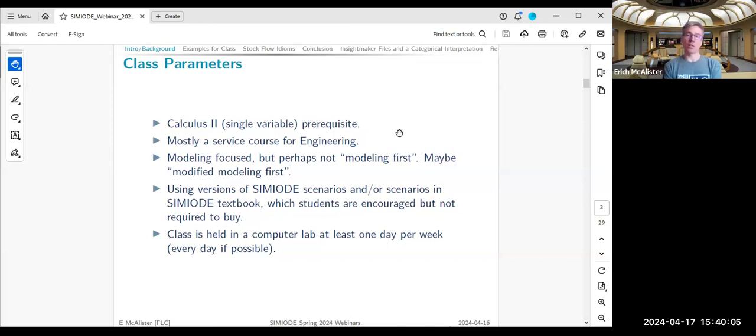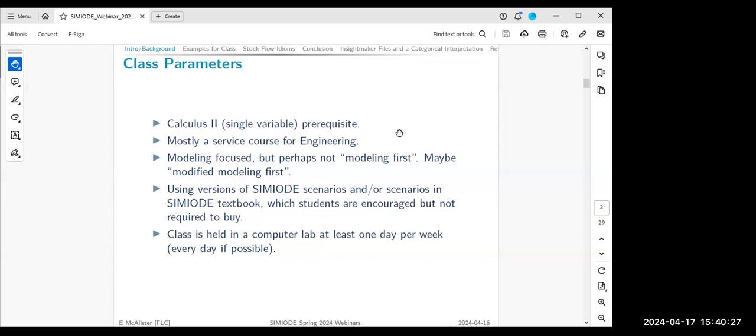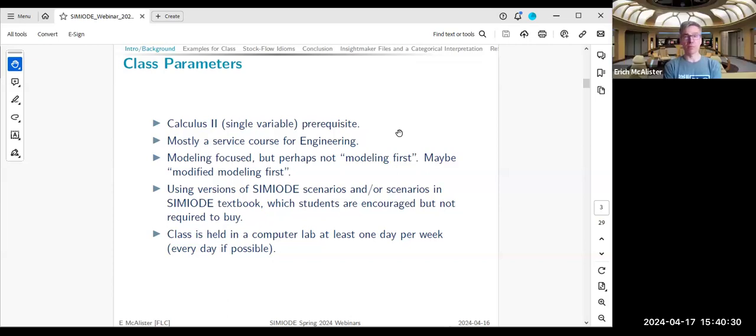I use Insightmaker scenarios, or scenarios in the Insightmaker textbook, because of basically equity and cost issues. I try to use all OER materials, but students, I tell them they should buy the textbook. I hold class in a computer lab, so this coming fall, I'm going to be having a class in a computer lab every day. So there's definitely a lot of technology used in the class. In the past, just because of space constraints, I've only been able to do it one day per week, but that one day per week would be the day that I have students doing things with Insightmaker.